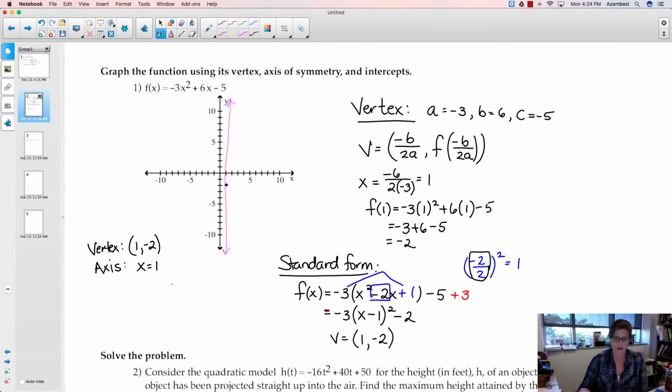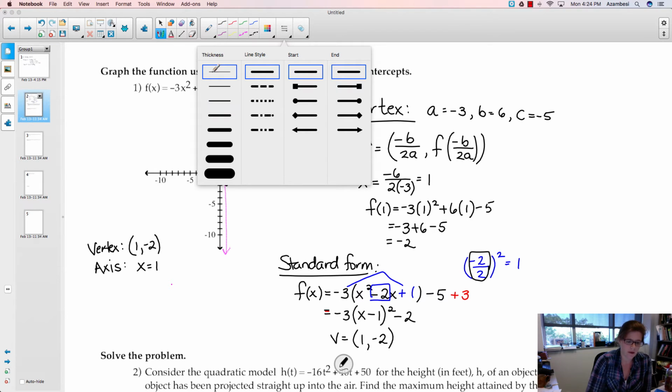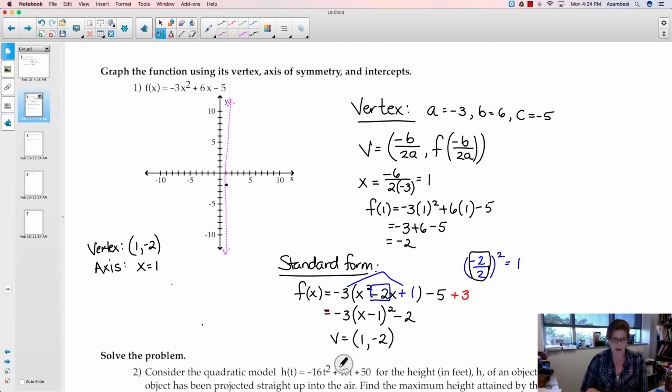Now it asks for the intercepts, and remember that your intercept for y is always your c term. So my y-intercept is when x is equal to 0, so I have 0, -5. And I have a point right here. Conveniently, because of my axis of symmetry, I also get another point on the opposite side, so I have one here.